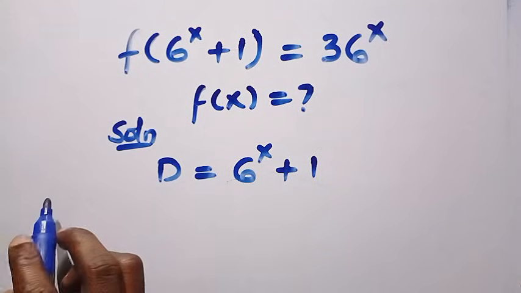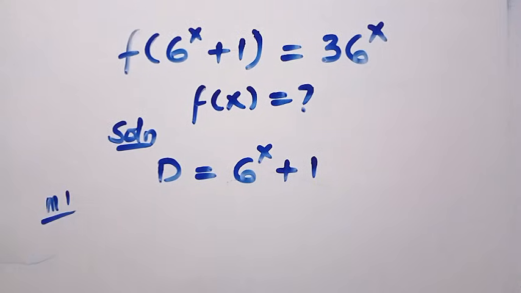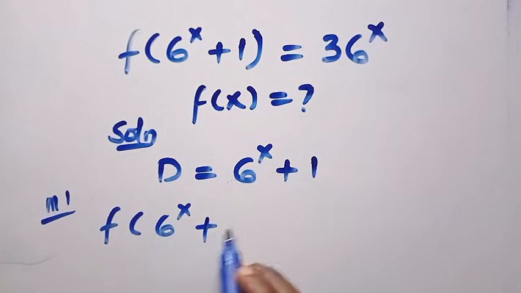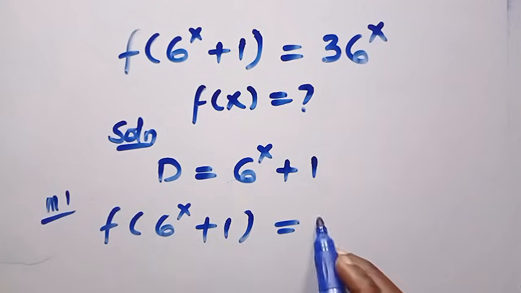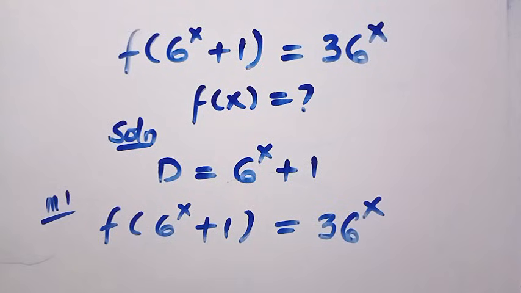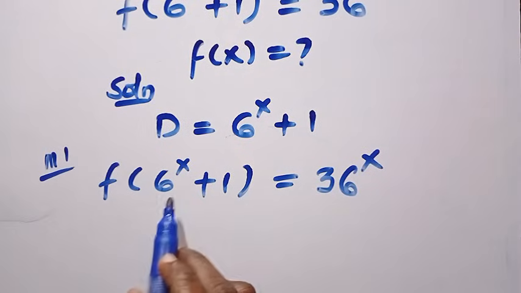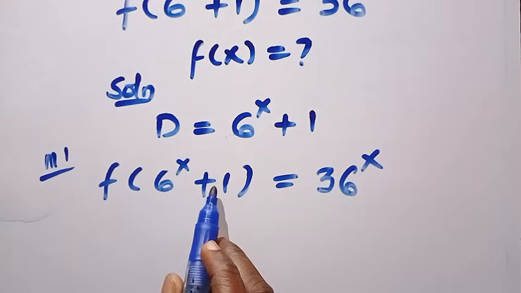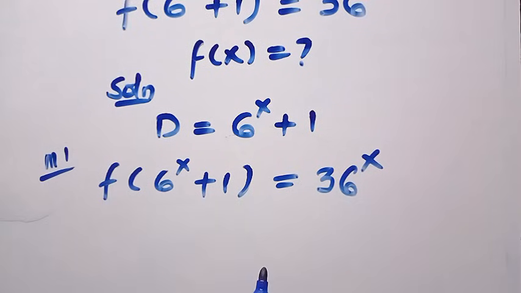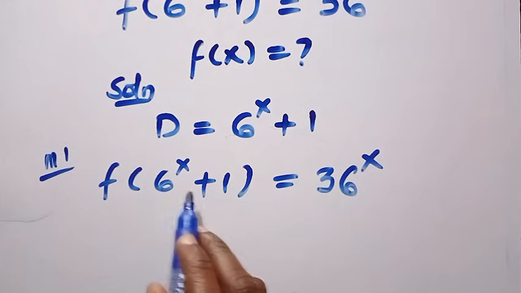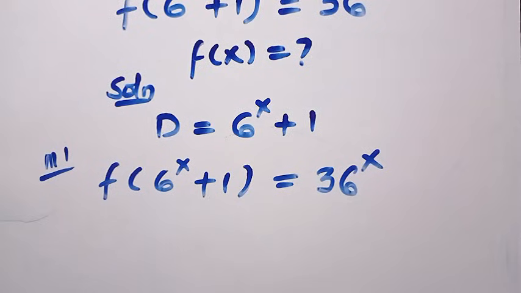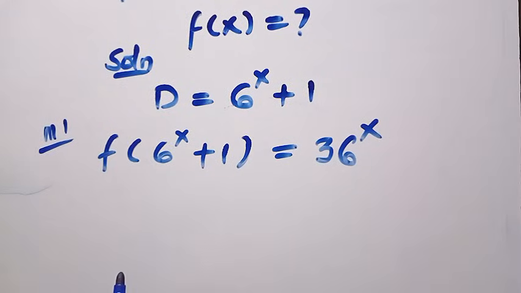So if you consider the first method, if we have f of 6 power of x plus 1 equals 36 to the power of x, I want to use form manipulations. I want to make 6 power x plus 1 appear at this point. But will it be easy like that? Yes, it will be very easy to make the whole of this 36 power x have 6 power x plus 1. And here is how to do it.